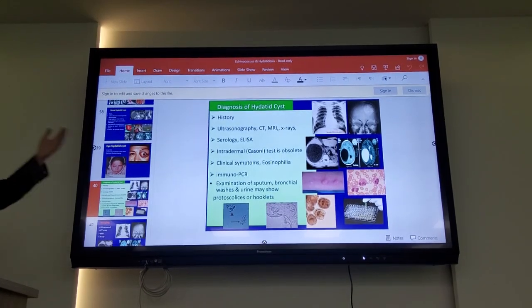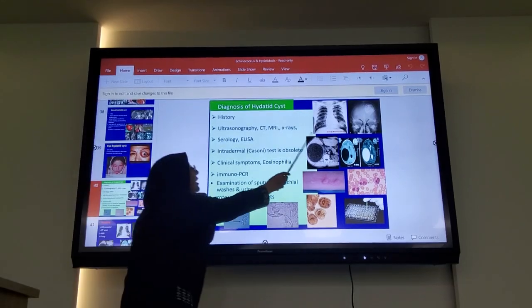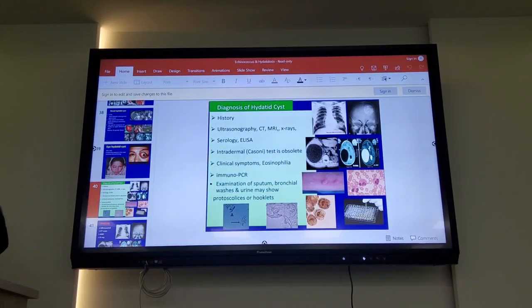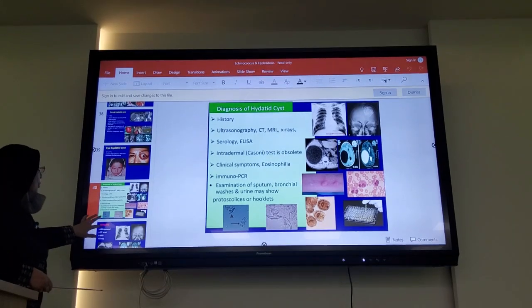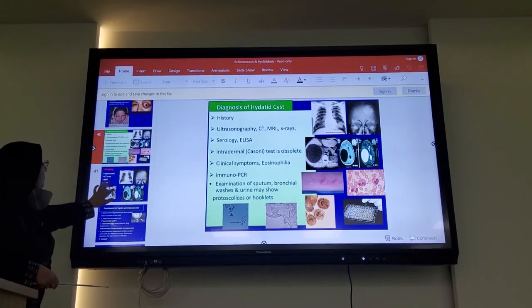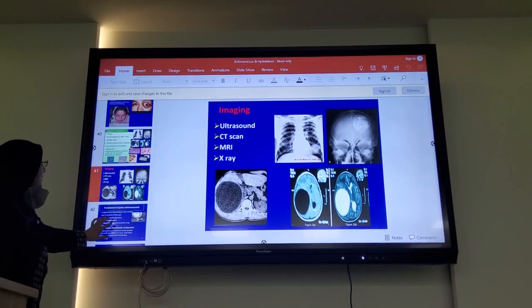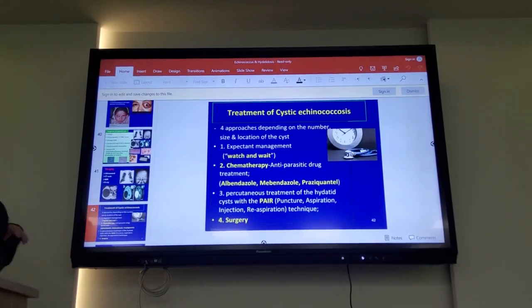In addition to the serological test, imaging techniques like MRI, CT scan, and sonography are very important. These are the ordinary imaging techniques. Okay, for the treatment, we have difficulty.